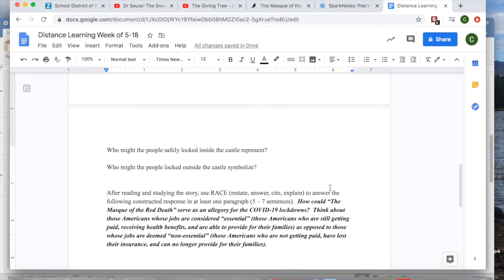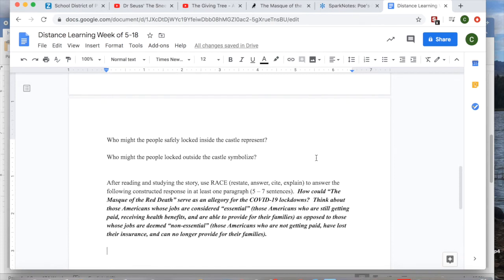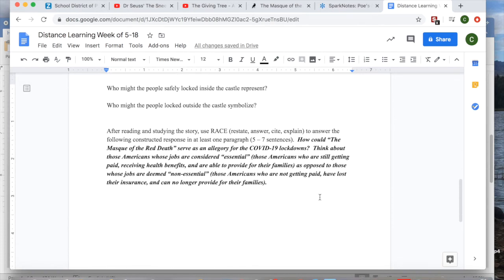Who might the people safely locked inside the castle represent? And who might the people locked outside the castle symbolize? Okay? And we're going to look at this in a particular way today through a certain lens, and this is the question you're going to answer.